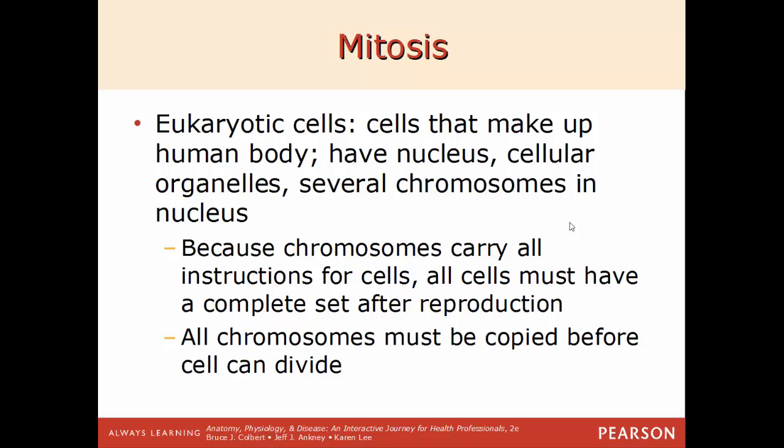Now, because all of our chromosomes are the instructions for our cells and what make you, all cells must have a complete set after reproduction. Otherwise, the cells wouldn't know what to do and they couldn't function. So all chromosomes must be copied first before cells can divide. So think of all the organelles, all the stuff inside one cell. All of that has to be copied before you can make a second cell.